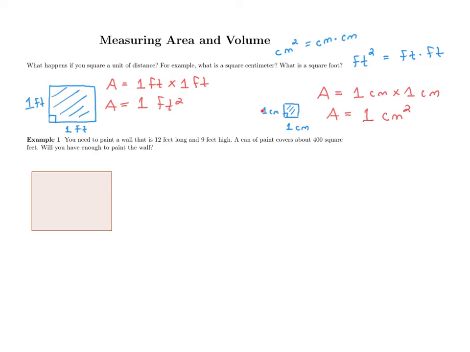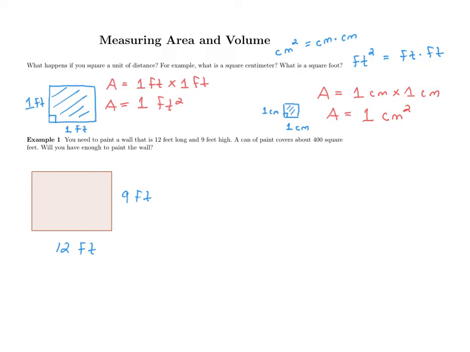Let's use this idea for area here in example 1. Example 1 says you need to paint a wall that is 12 feet long and 9 feet high, so just this single wall. I'll label that this side is 12 feet and this side is 9 feet. You also bought a can of paint and it claims that it covers 400 square feet. Will this be enough to paint this wall?